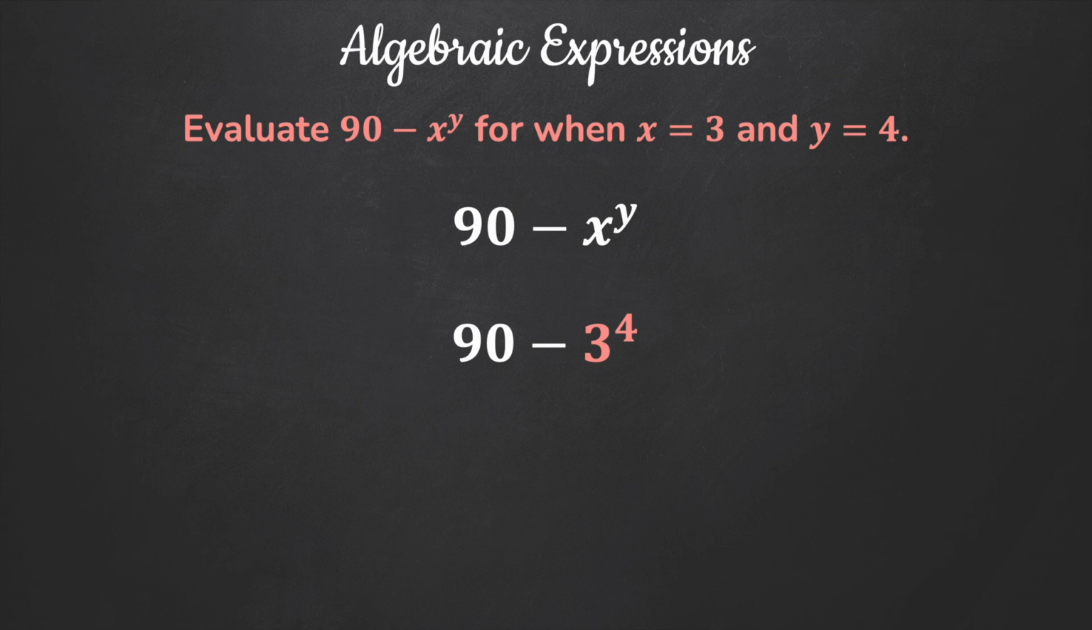According to order of operations, we are going to do exponents before we subtract. So 3 to the power 4 is the same thing as 3 times 3 times 3 times 3, which is equal to 81. And 90 minus 81 is equal to 9.